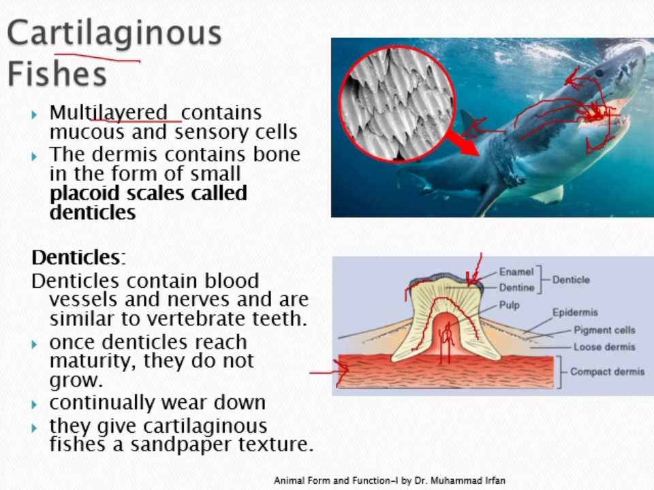These scales give cartilaginous fishes a sandpaper-like texture. They protect the fish, and they provide it streamlining also.